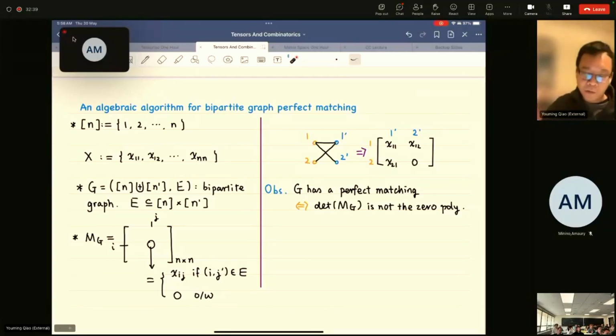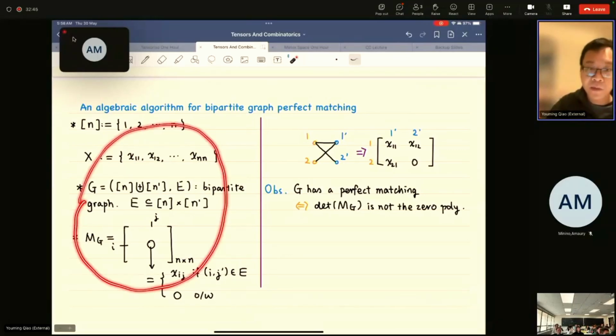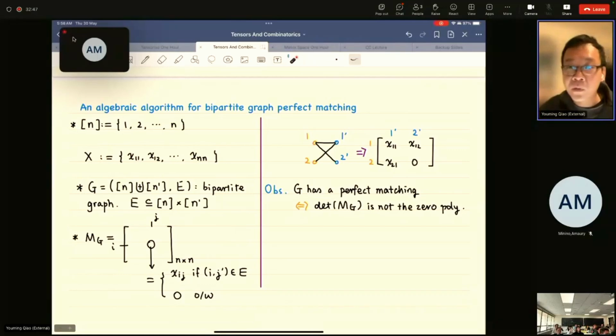Okay. So I'm just copying what we did, the recipe. This is just a recipe. Because now we are mostly concerned with perfect matchings, this is a recipe for bipartite graphs, where we only consider the case when the left part and the right part have the same size. Otherwise, you cannot get a perfect matching for the bipartite graph case.